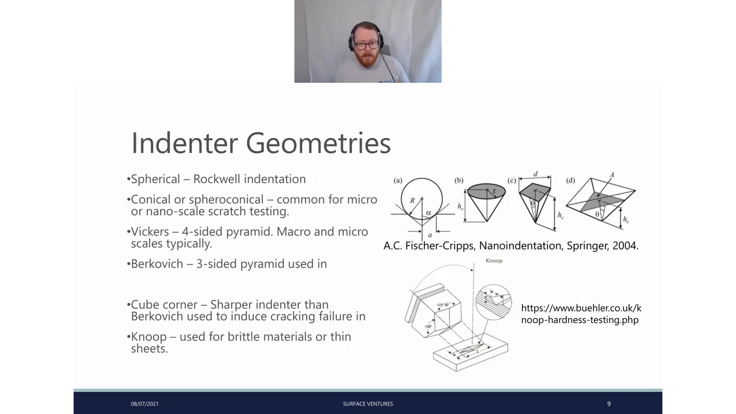Vickers can be converted into gigapascals.